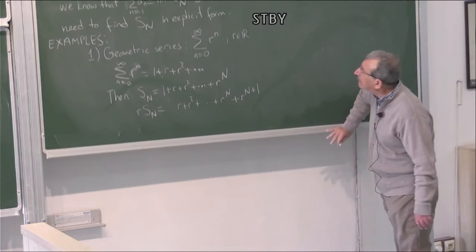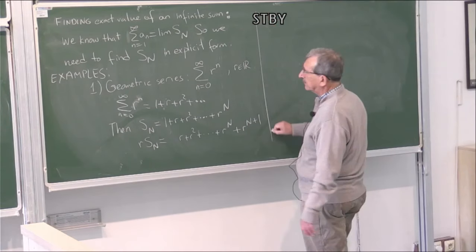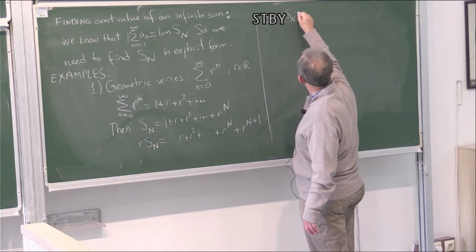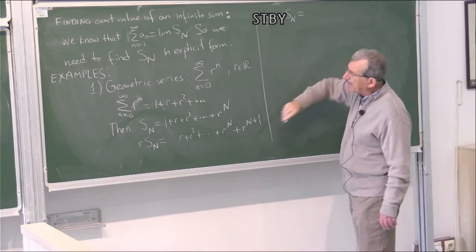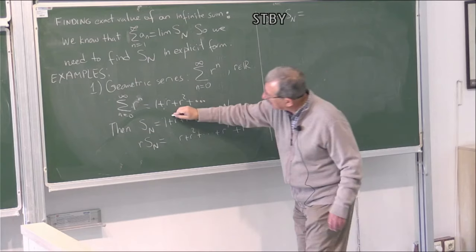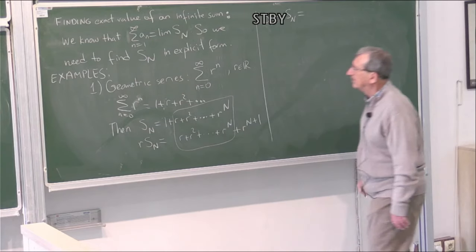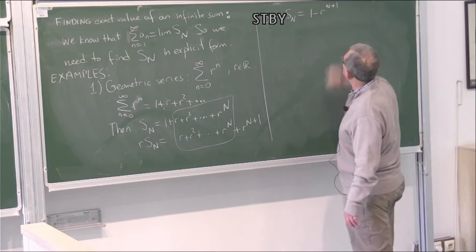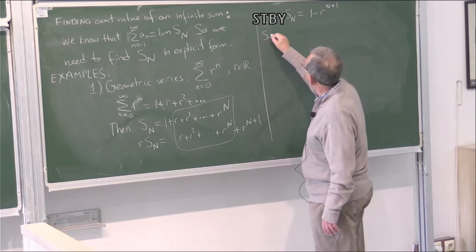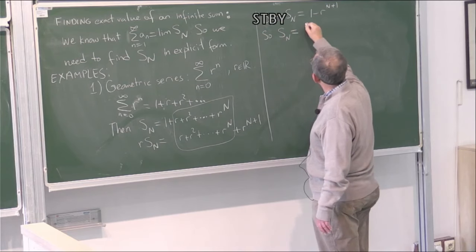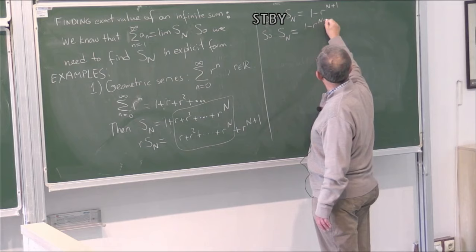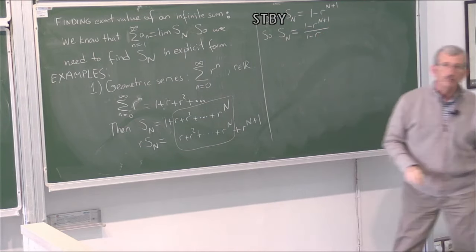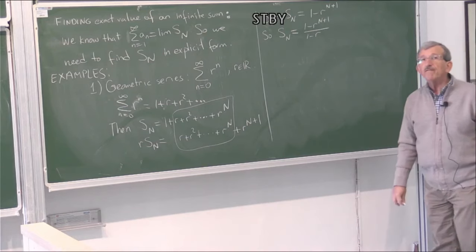Now, if you look at the difference, that is Sn minus r Sn, okay, everything cancels here. Okay. So you have 1 minus r to the n plus 1. Okay, thus Sn can be found as 1 minus r to the n plus 1 divided by 1 minus r. Of course, we have to be careful here. This is true if r is not 1.